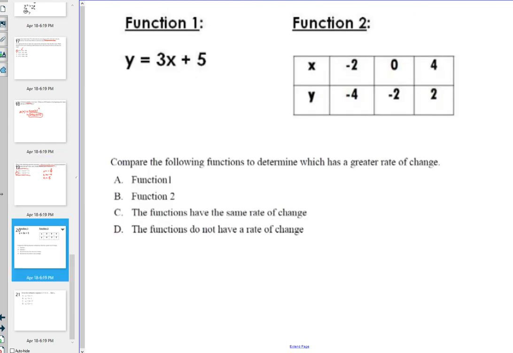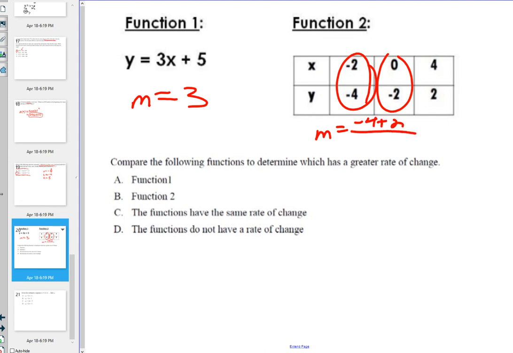Two different functions. Compare the function to determine which one has a greater rate of change. Okay, here the rate of change is just 3. Over here, but here's the sneaky one. It's not going up by 1. So you would have to use slope formula. Pick any 2 points. Let's pick these 2 points here. Subtract the y's on top. So -4 plus 2. Change the sign of the second one. -2 minus 0. So this one gives me -2 over -2, which is 1.